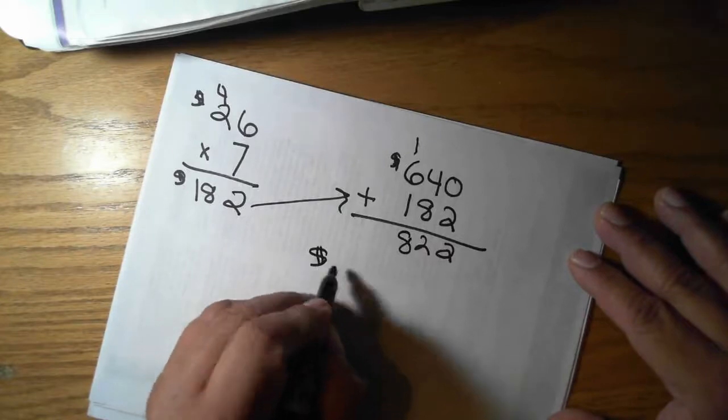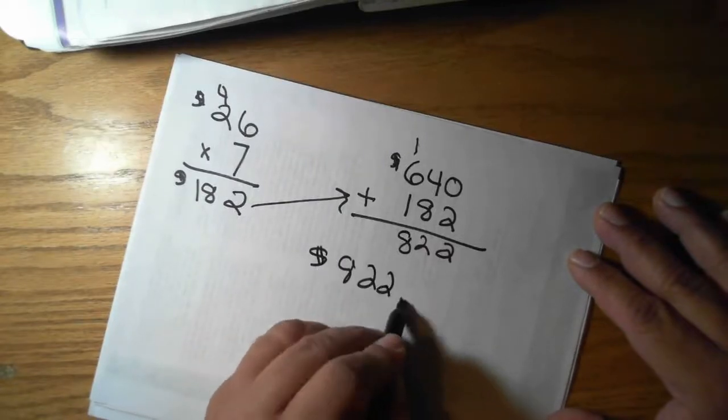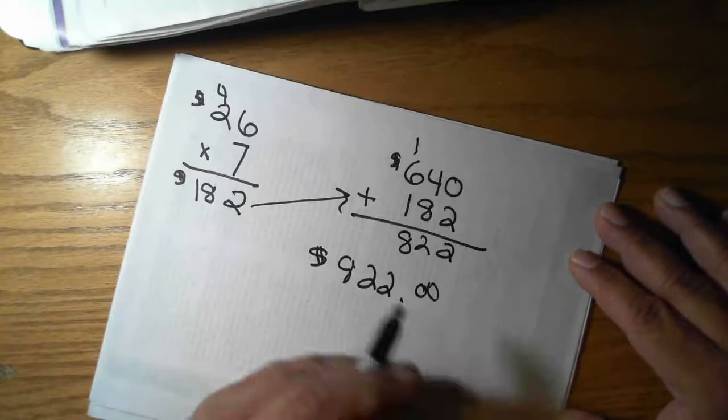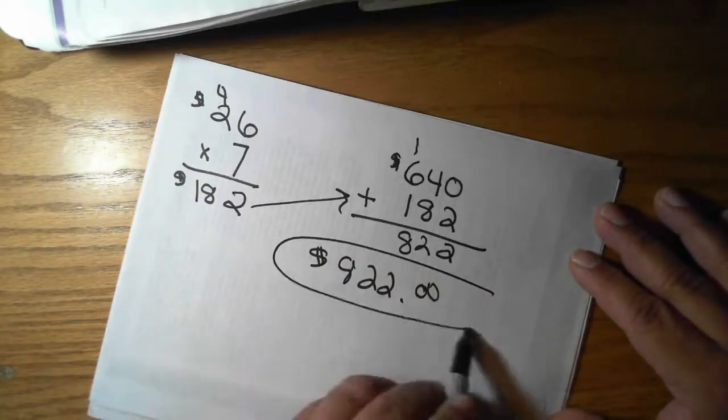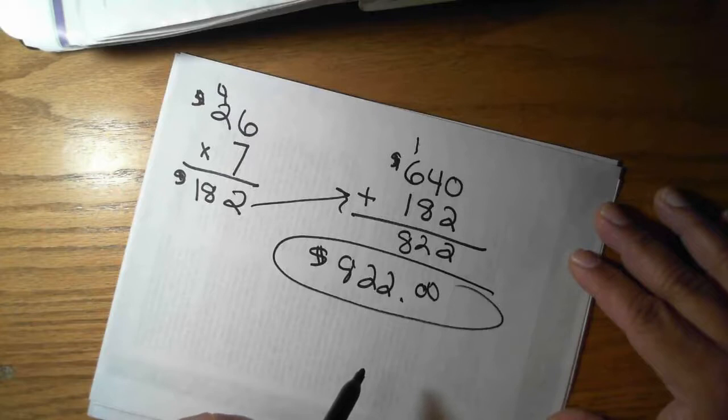So the answer to the problem is that this week, including the 40-hour work week and the 7 hours of overtime that the press operator makes at $26 an hour, the operator made a total of $822.